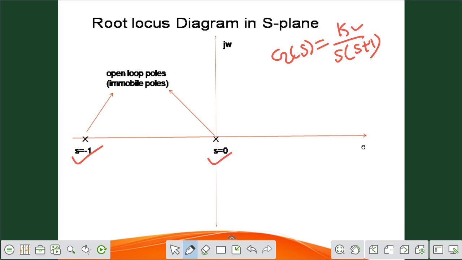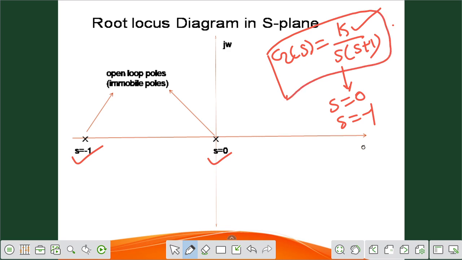This is open loop gain. This is my s. I can calculate s is equal to 0 and s is equal to minus 1. What is it? It is the open loop transfer function poles. With the help of this transfer function, I can make the root locus diagram.